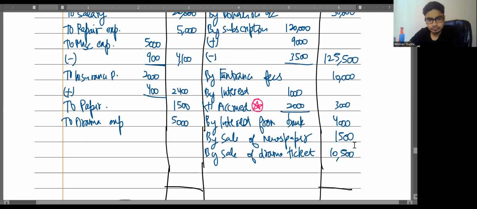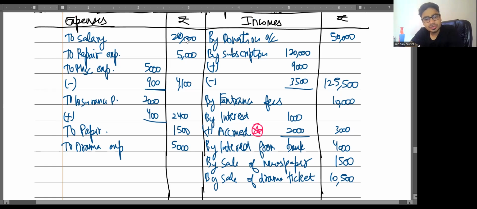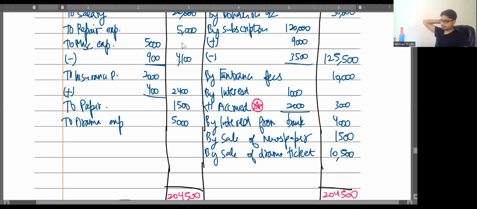So the incomes total is 2,04,500. Then surplus would be 1,92,500. Or 1,92,000. How is that possible, Dhruv? The first amount is 20,000 salary. Just check that amount. If that is 20,000, yes.